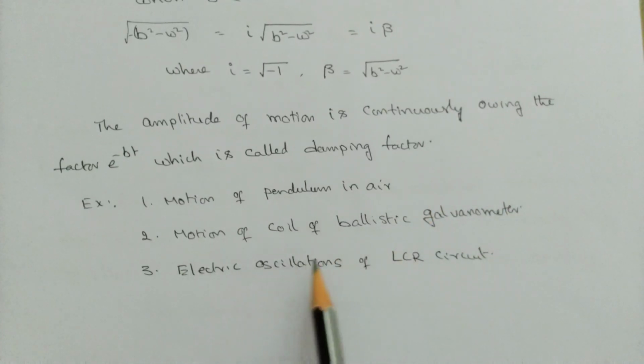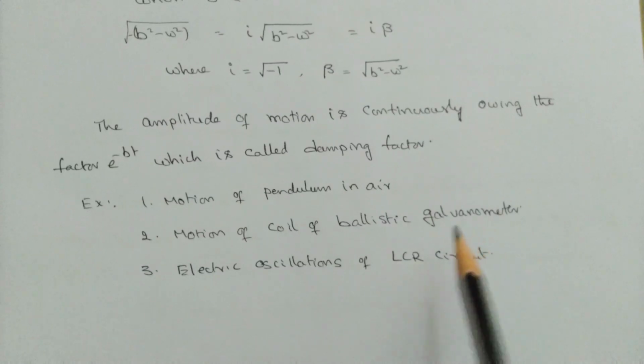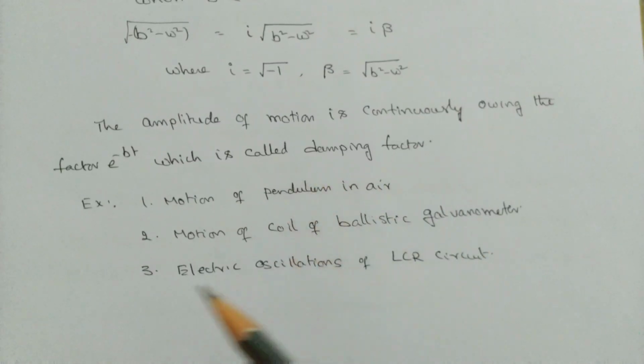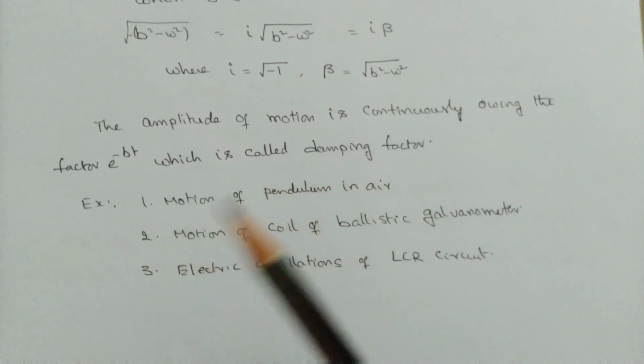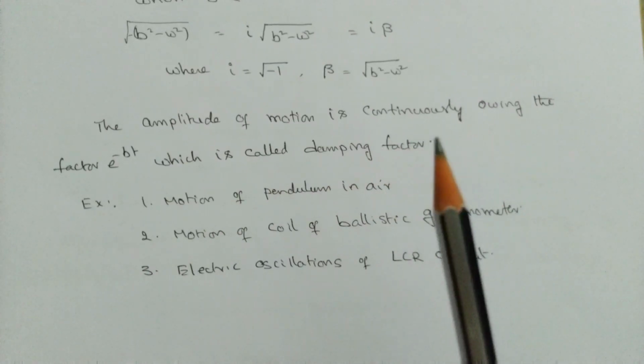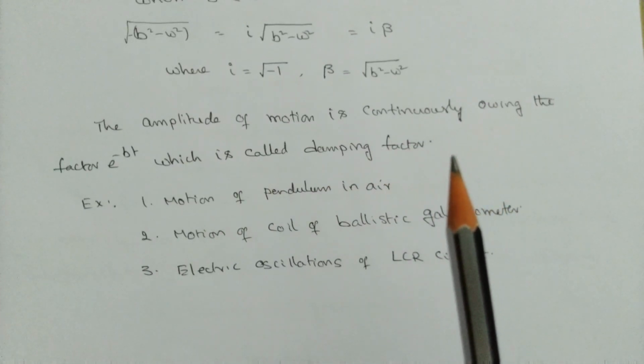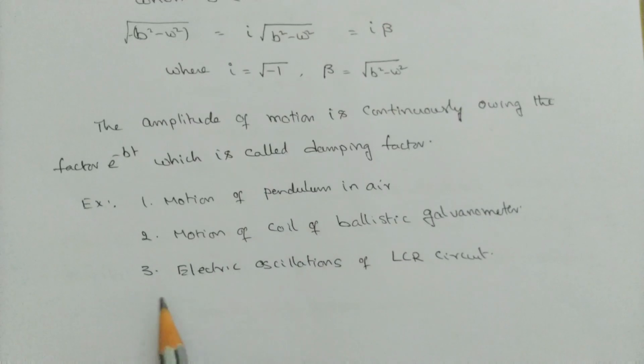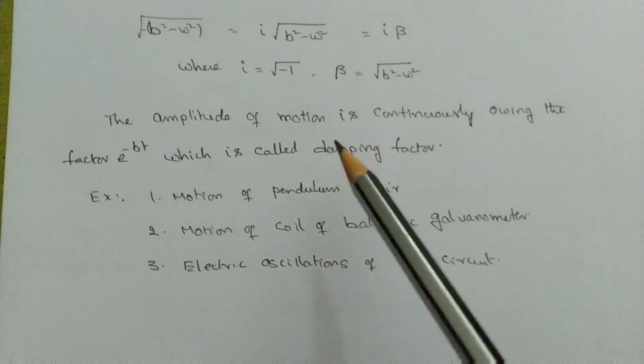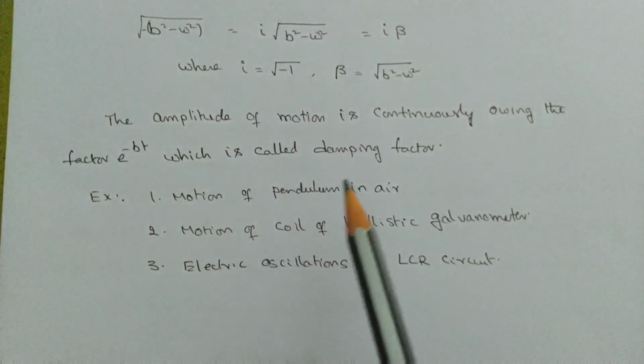Another example is the moving coil of a ballistic galvanometer. It is also like that. The needle moves like this, then it comes to a certain position. Another example is electric oscillations of an LCR circuit. These are the examples of the underdamping condition.